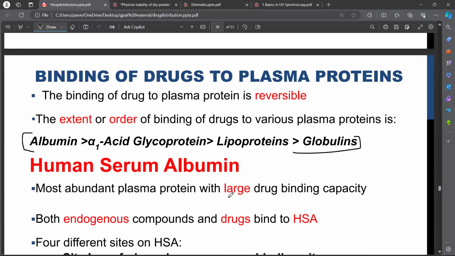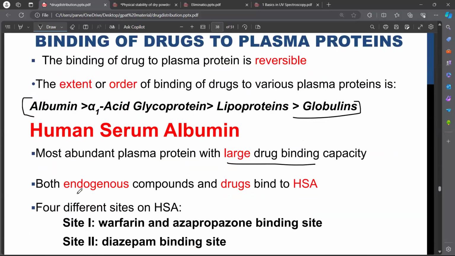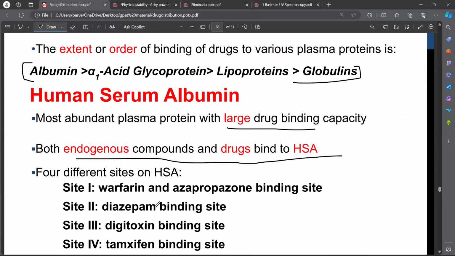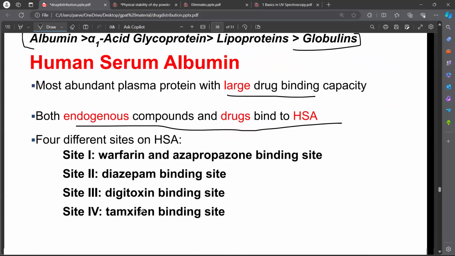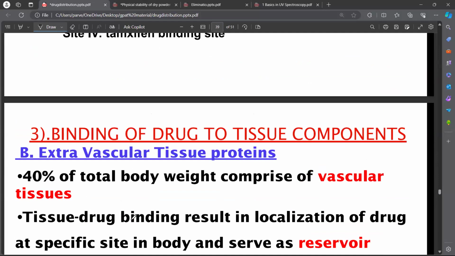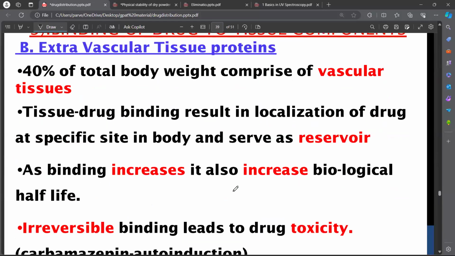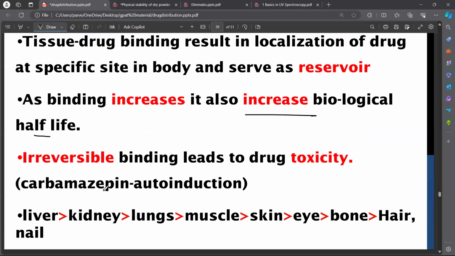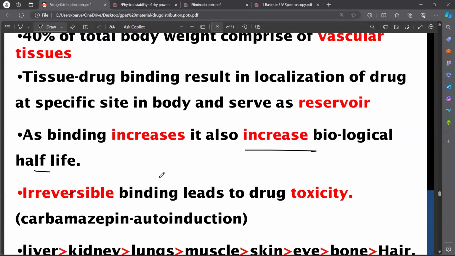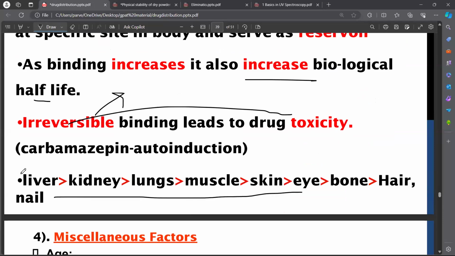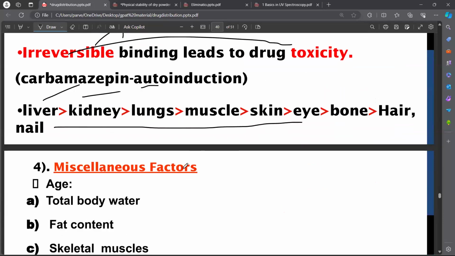The most abundant protein with large drug binding capacity, both endogenous compounds and drugs bind to human serum albumin. There are four different sites on the albumin, including warfarin, azapropazone, diazepam, digoxin, and tamoxifen. Now, tissue components. Tissue binding also increases the biological half-life. Irreversible binding can lead to toxicity, and it mainly occurs due to covalent interaction. The binding order is: liver, kidney, lungs, muscle, etc.